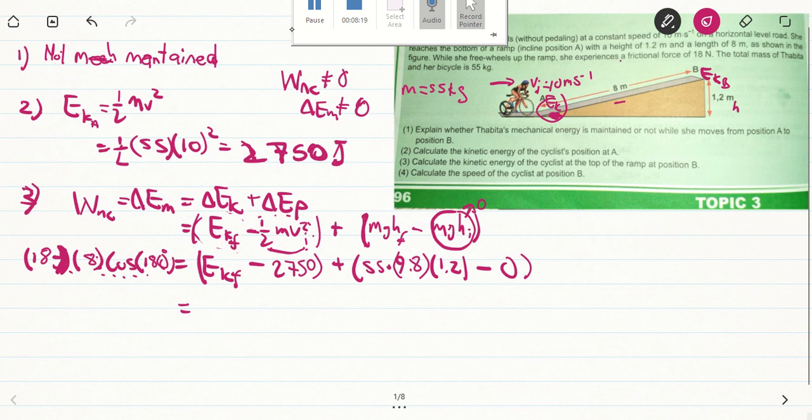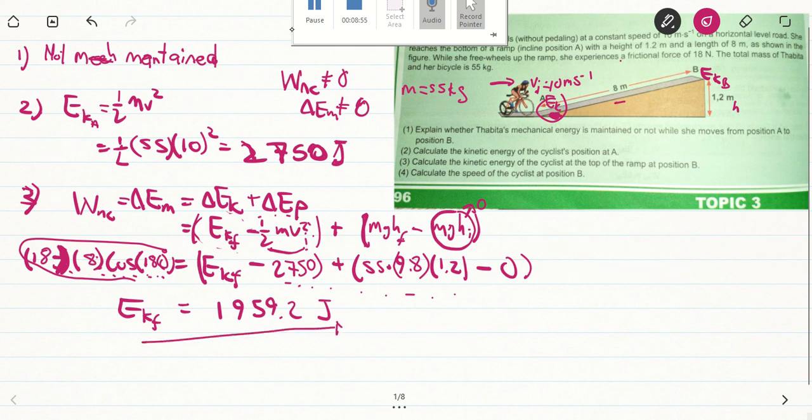And then by performing manipulation techniques, we will eventually find that our EK final is going to be equal to, when we use a calculator, 1959.2 joules. So how you got this is that you drop EK as it is, and then you take everything here to the left, and then you add it to this expression. The answer that you get is going to be EK final, but I'm just writing it here as a final answer, and you should be able to do this because it's basic arithmetic.